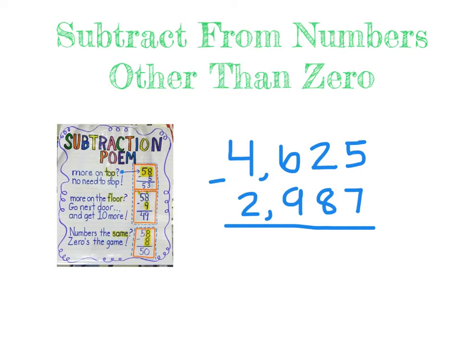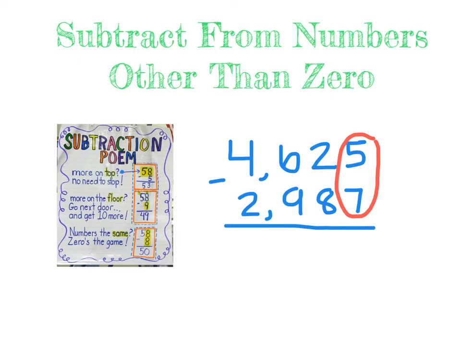So my problem here says 4,625 minus 2,987. So what I'm going to do, boys and girls, is I'm going to circle this first part because when we subtract, we always start at the ones place. So I'm just going to circle my ones place so you can see what I'm talking about with this poem. So I'm going to ask myself, is there more on top or is there more on the floor? Since there's more on the floor, since 7 is bigger than 5, I have to go next door and get 10 more.